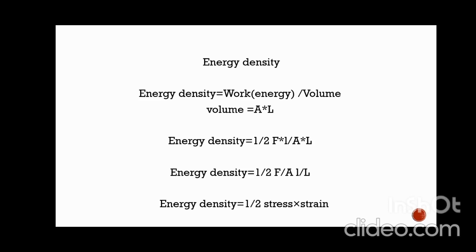Next is to find energy density. Formula for energy density is work by volume. Volume is equal to area into length. So energy density is equal to half F into small l whole divided by A into capital L. So energy density is equal to 1 by 2 F by A into small l by capital L. Finally, energy density becomes half stress into strain. This is energy stored in a stretched wire.